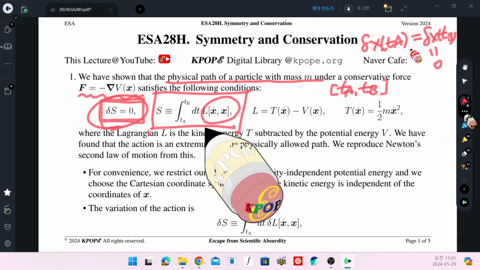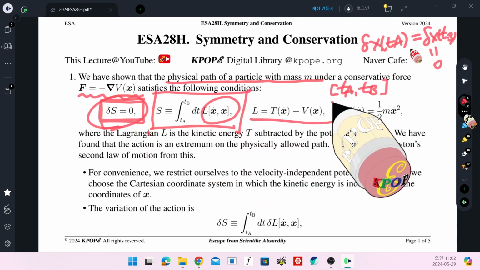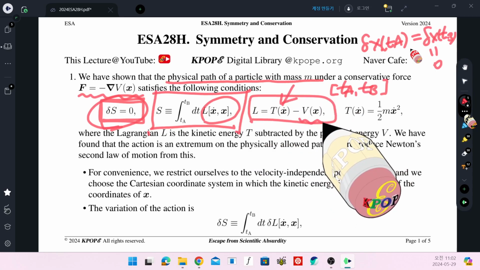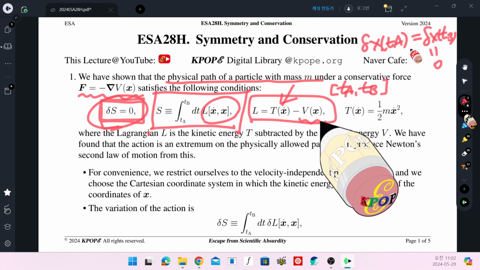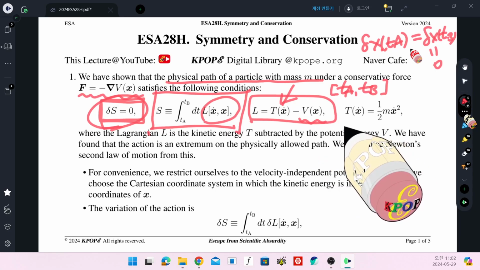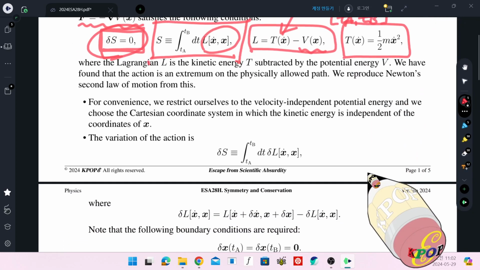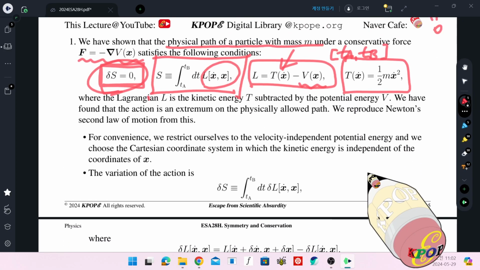Here, the action is the time integral of the Lagrangian, and the Lagrangian is the kinetic energy subtracted by the potential energy. In non-relativistic case, the kinetic energy is 1/2 mass times the velocity squared. In case we study relativistic case, we have to modify this kinetic energy, but that is out of the scope of this course, so let us restrict ourselves to the non-relativistic case only.